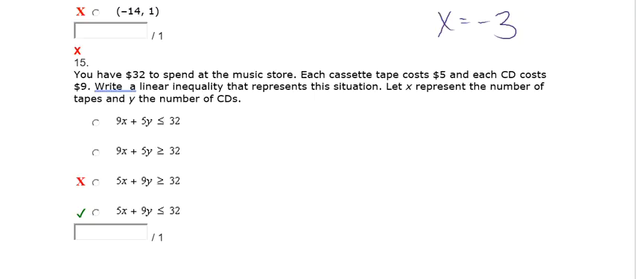Oh my goodness, this problem was written a long time ago. Do you know what a cassette tape is? Do you still buy CDs? I don't even know if people buy CDs anymore.